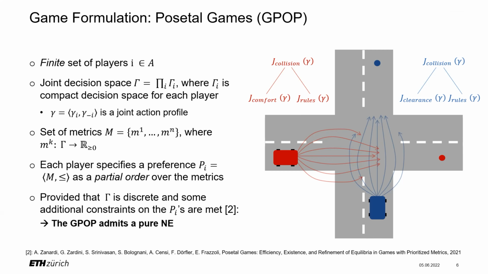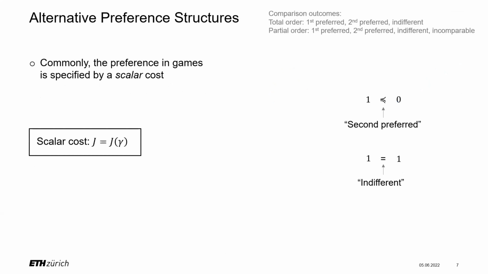And a nice theoretical result is that provided that the decision space is discrete and some additional but mild constraints on the preferences are met, this game admits a pure Nash equilibrium. So let me talk a bit more about these alternative preference structures.